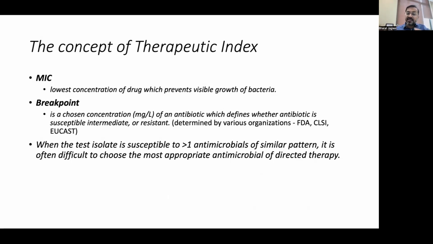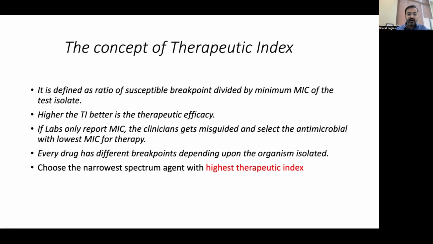And when the test isolate is susceptible to more than one antimicrobial of similar pattern, it's often a difficult choice for the clinician to choose the appropriate antimicrobial or directed therapy. And most of the time, what we eventually do is we look into the lowest MIC and choose it, which is not the right way of doing it, and it's also not the right thing. Why? I'll tell you this. So we have to choose the narrow spectrum with the highest therapeutic index.